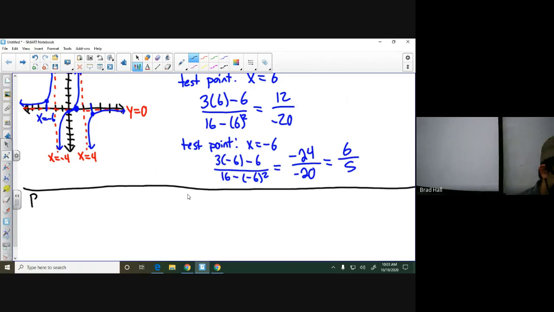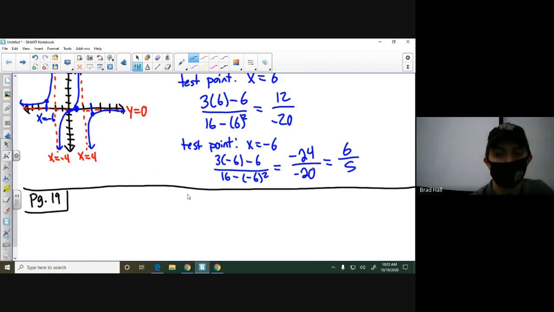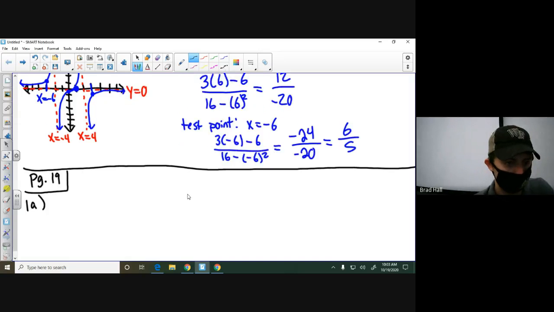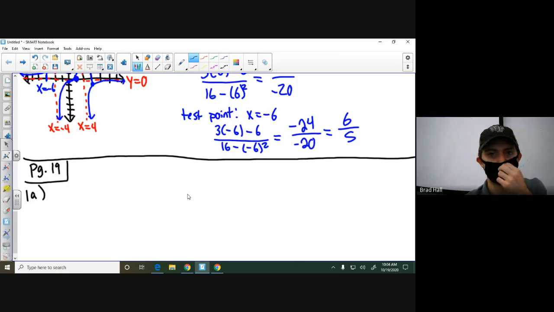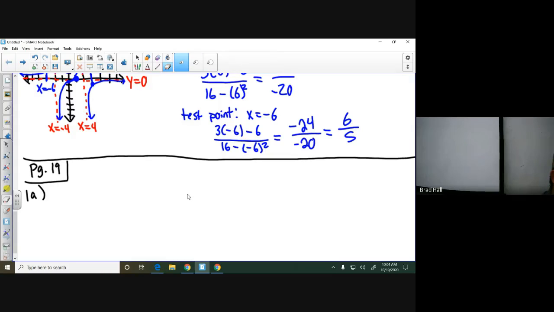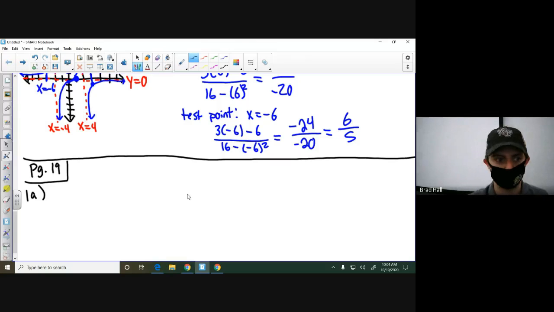We'll move on to page 19. And problem 1, as you may notice, has 3 various problems within it. So we'll start off with 1A. Now we're not looking at rational equalities and graphing rational functions. We're looking at polynomial and rational inequalities. So you'll see the abundance of greater than signs, less than signs, all the inequality symbols. And we'll talk about how to solve those, which will be consistent with my lecture video on this.